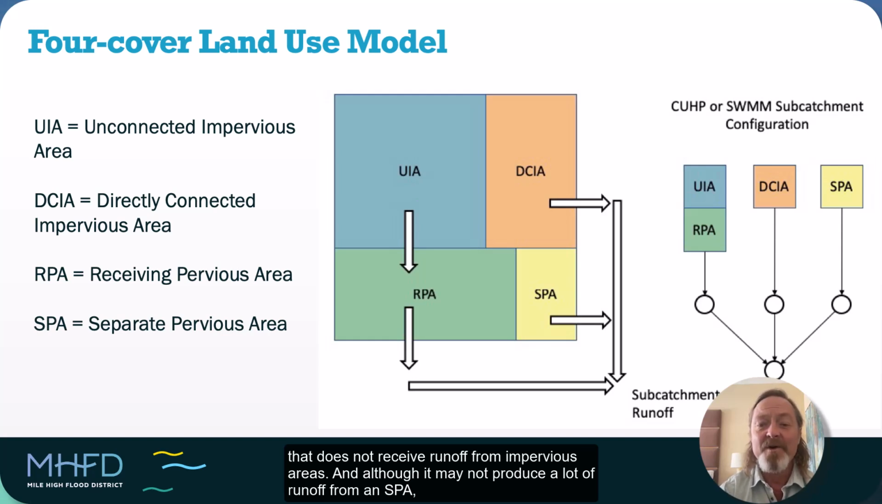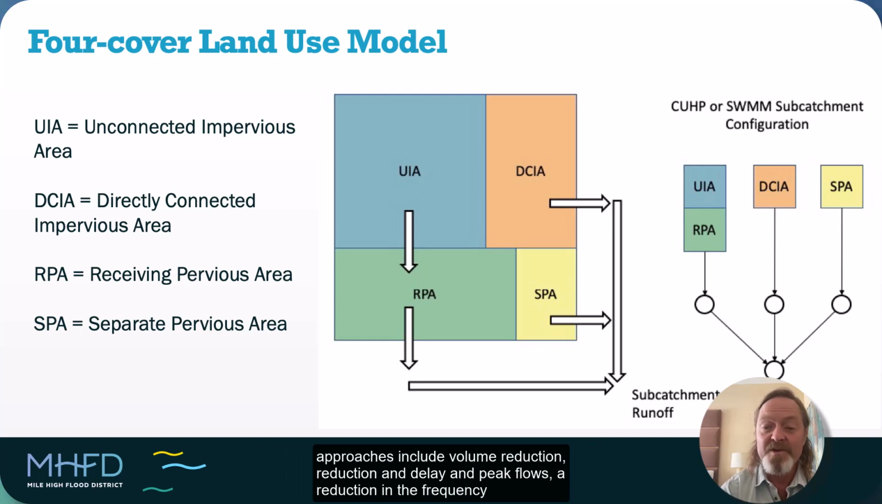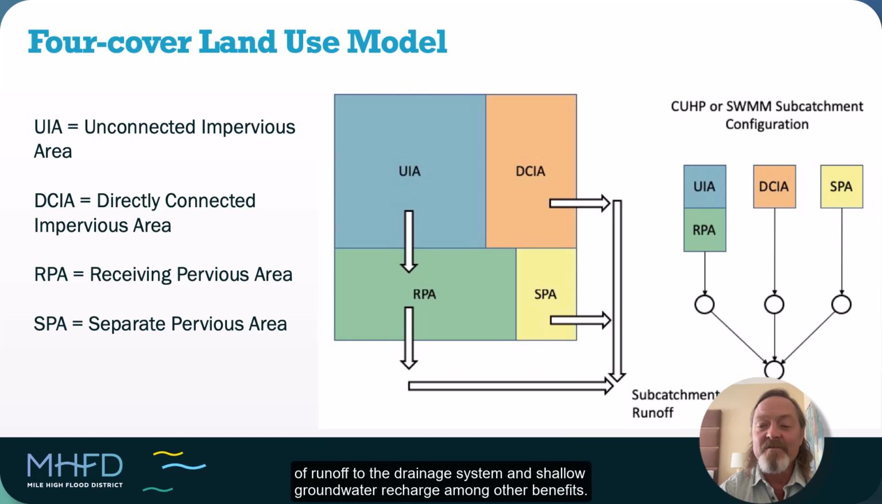And although it may not produce a lot of runoff, an SPA can in some ways be a lost opportunity for potential treatment if that SPA could be lowered and instead serve as an RPA. Some of the benefits of RPAs relative to more conventional drainage approaches include volume reduction, a reduction in delay in peak flows, a reduction in the frequency of runoff to the drainage system, and shallow groundwater recharge, among other benefits.